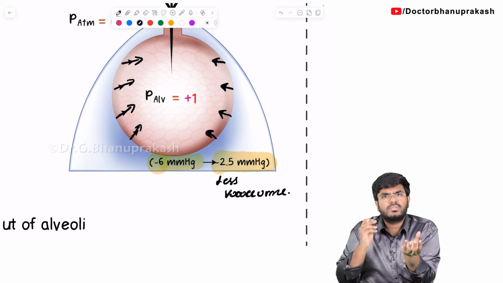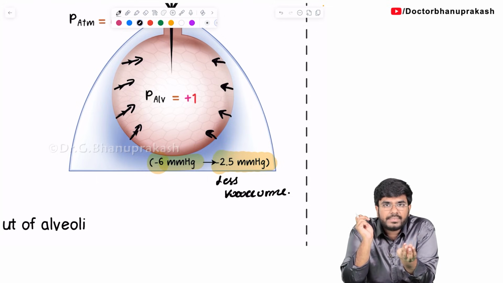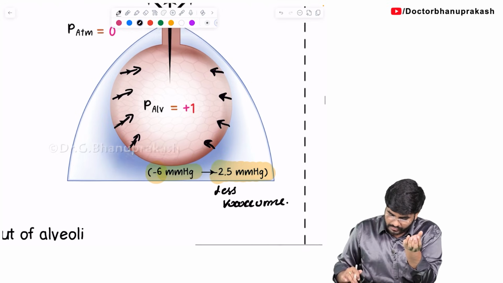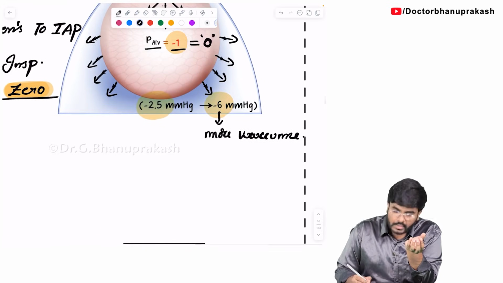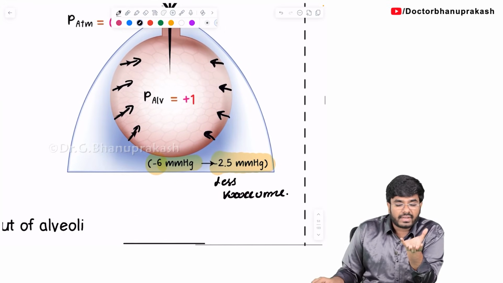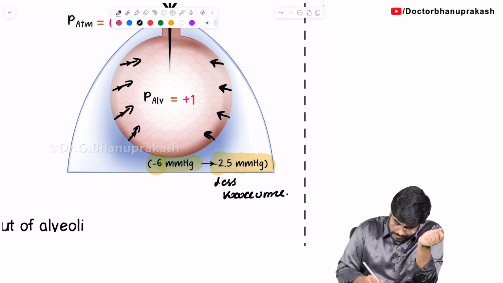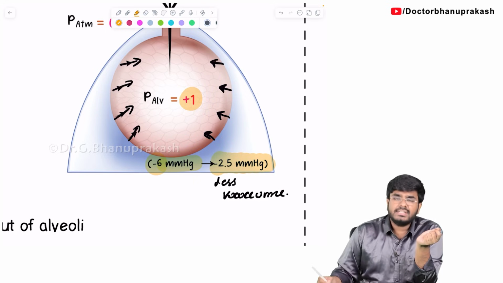Alveolus is collapsing. So now tell me, whenever the alveolus is collapsing, what will happen to the pressure? The pressure will increase. Previously I taught you it will become 0 at the end of inspiration. So now, from 0, whenever the alveolar volume decreases, alveolar pressure has to increase. So from 0, it will increase to plus 1.